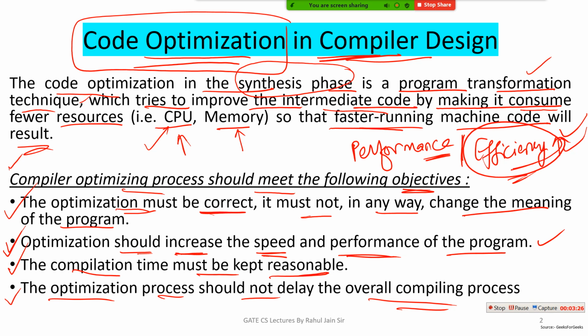So users don't get any idea that when they write high level code, all the processes of parsing, tokens, syntax tree, semantic tree, synthesis, intermediate code generation, and code optimization happen. All these processes happen in just nanoseconds, and the output appears on the screen. So it should not get delayed, it should be kept reasonable so that the user can get the output on the screen in a reasonable time. So this is the basic definition point of view for code optimization.